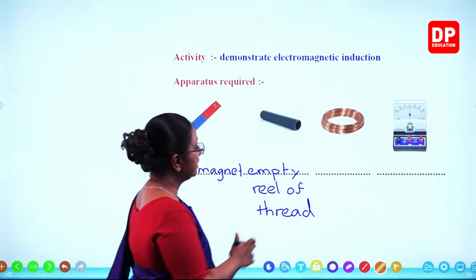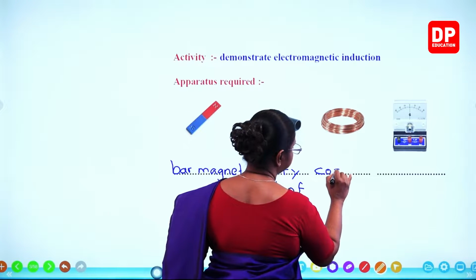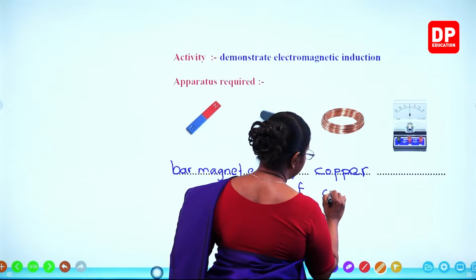Then what we need is copper wire, copper conducting wire.